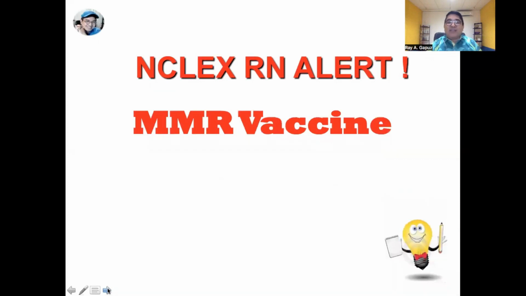Okay, now, next important thing that you have to remember would be your MMR vaccine. Now, this is given in 2 doses. The first dose is given at 12 to 15 months. The second dose between 4 to 6 years of age. What do I want to highlight regarding your MMR vaccine? Remember that some of the contraindications would include the following. One would be allergy to neomycin.